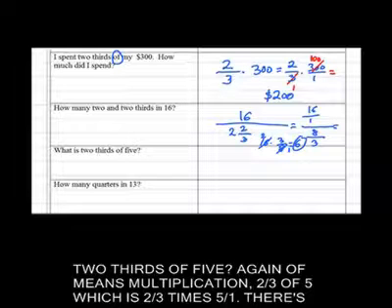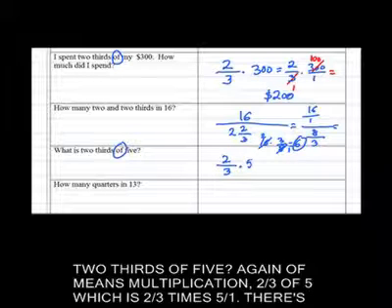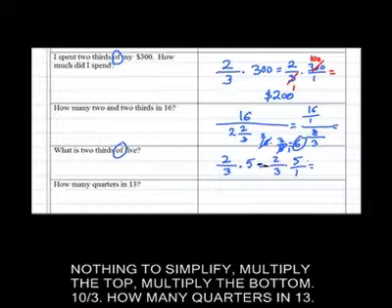What is 2/3 of 5? Again, of means multiplication. 2/3 of 5, which is 2/3 times 5 over 1. There's nothing to simplify. Multiply the top, multiply the bottom. 10/3.